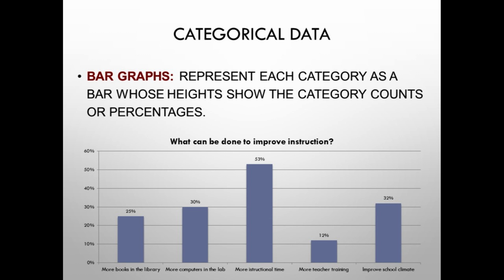Bar graphs are also used with categorical data, but the different categories do not necessarily form a whole, and individuals may be included in more than one category. For instance, this bar chart shows how teachers responded to the question, "What can be done to improve instruction in our school?" This is a type of question where respondents can check all the responses that apply, so one individual may check more than one box. Therefore, the percentages represented by each column do not add up to 100%, and adding these percentages does not make much sense.